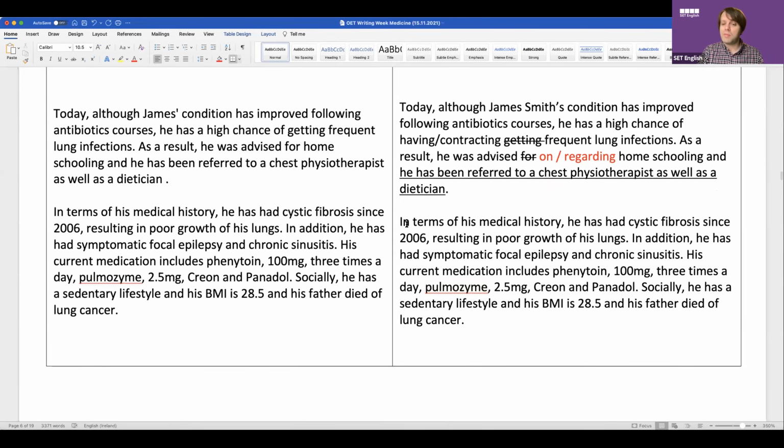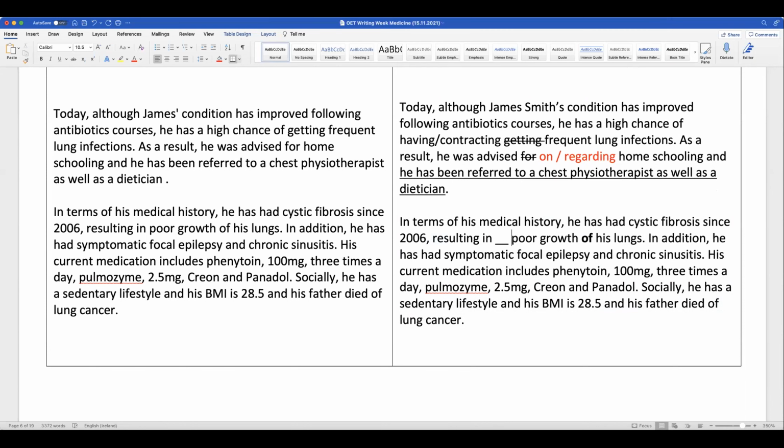Okay. What about this? In terms of his medical history, he has had cystic fibrosis since 2006, resulting in poor growth of his lungs. Oh, right. Betul, remember I said before, do you remember this? With "of," what do I need here very often? The, right. Yeah, the.